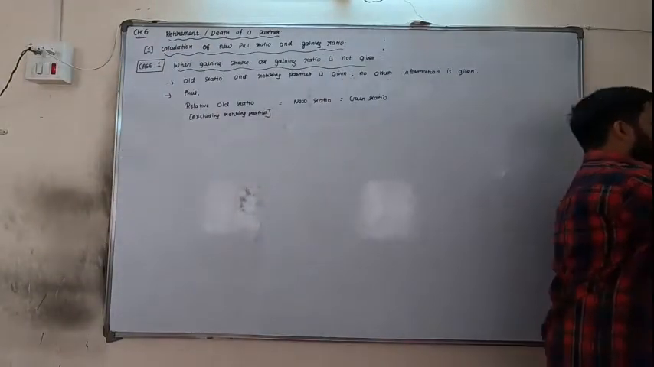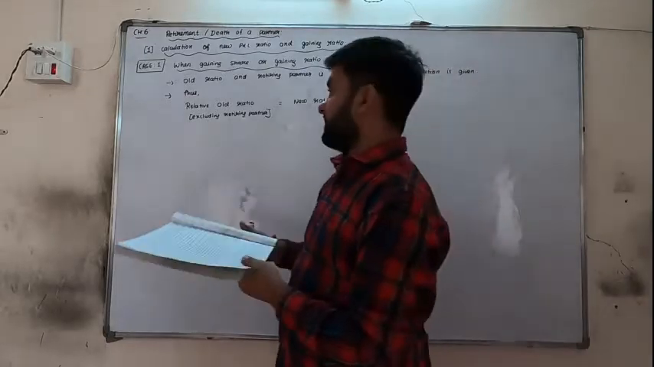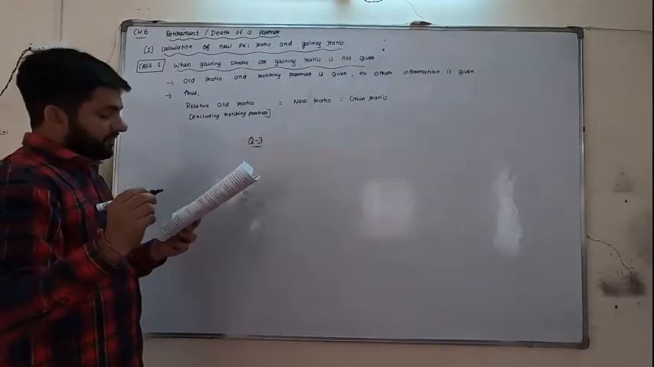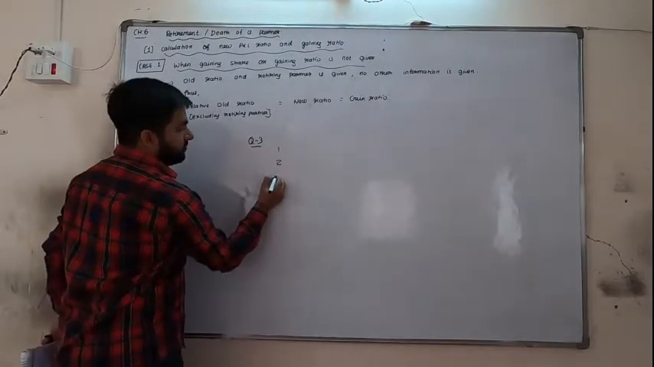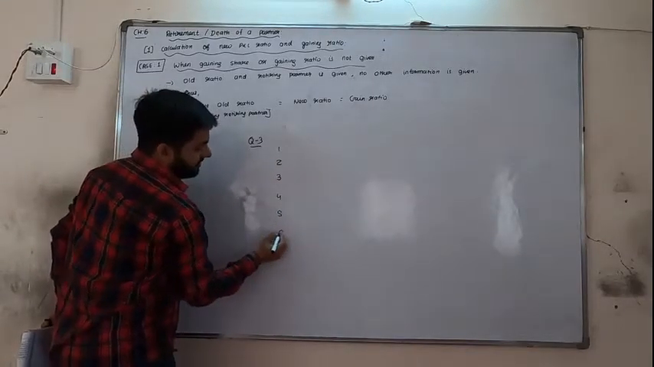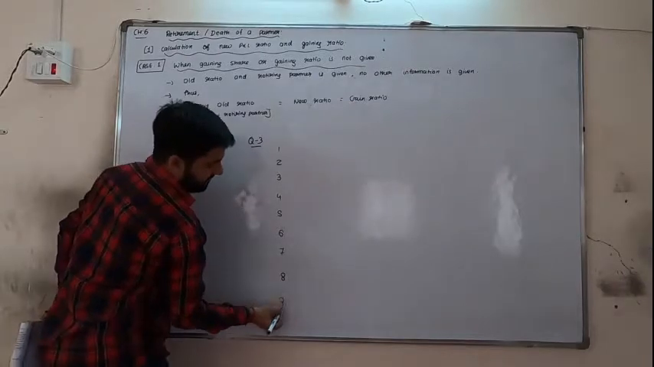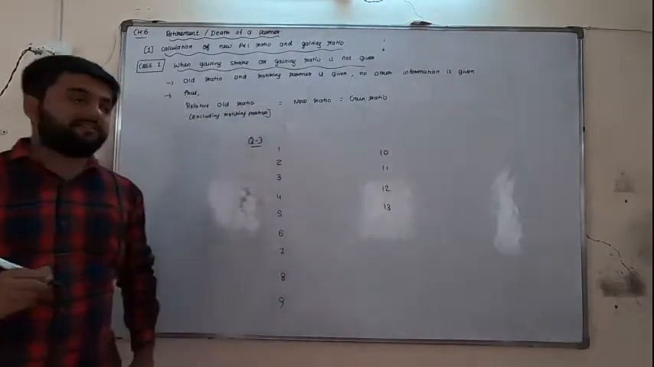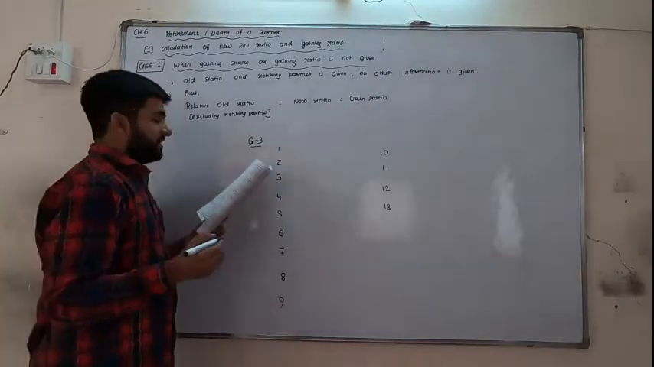I will give the number of the cases. So come to exercise question number 3. There are 1 to 13 sums: 1, 2, 3, 4, 5, 6, 7, 8, 9, 10, 11, 12, 13. There are 13 sums. I will say which sum is of which case.